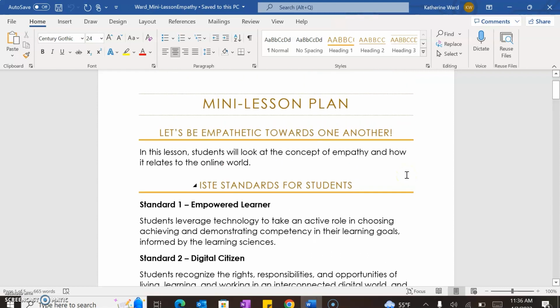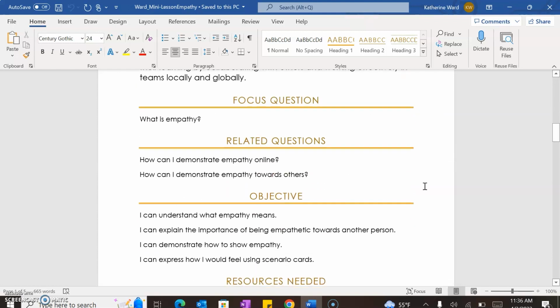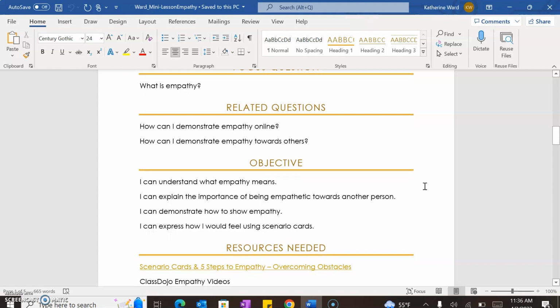For Standard 3.1, I developed a mini lesson on empathy. The title of this lesson is Let's Be Empathetic Towards One Another. In this lesson, students looked at the concept of empathy and how it relates to the online world. Students were asked to look at what is empathy, how they can demonstrate empathy online, and how they can demonstrate empathy towards others.